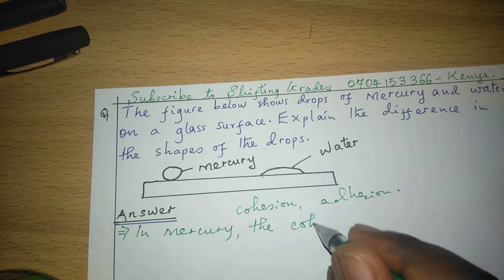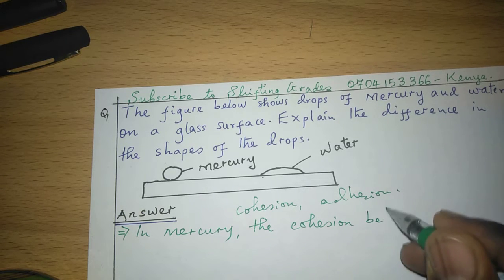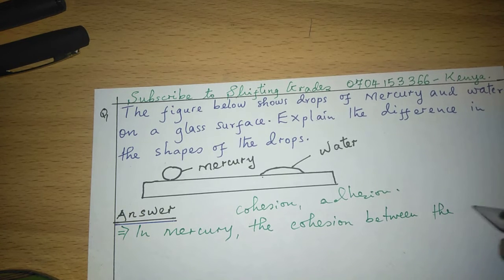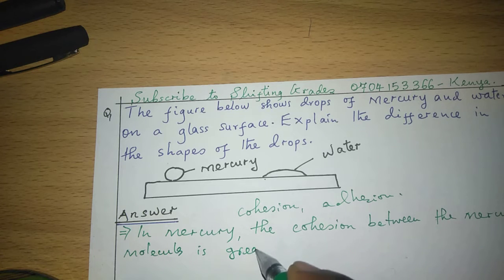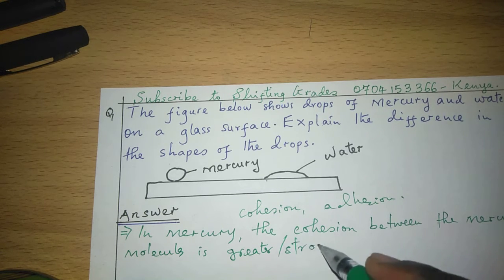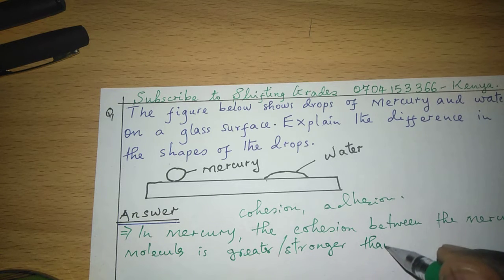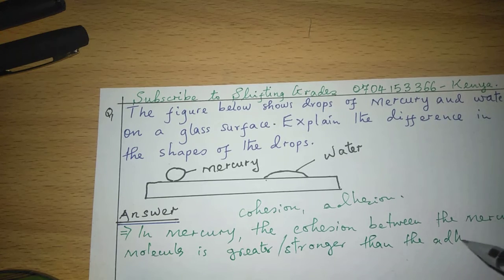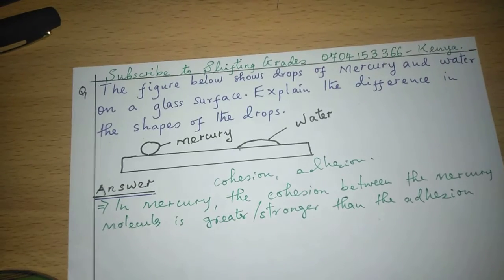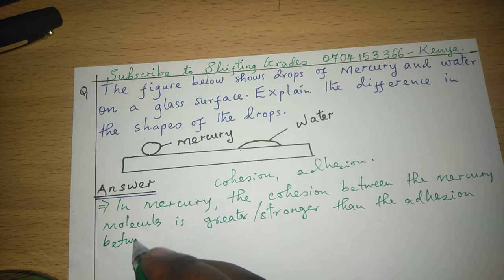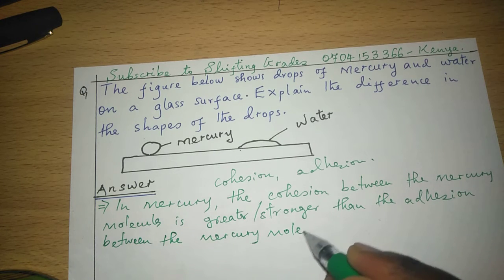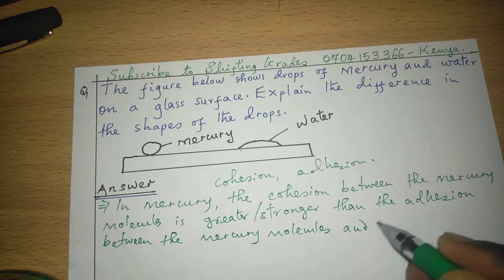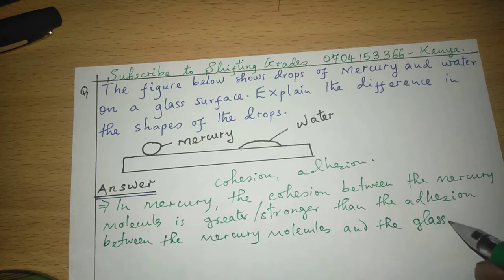the cohesive or the cohesion between the mercury molecules is greater or stronger than the adhesion between the mercury molecules and the glass table, or simply the glass.